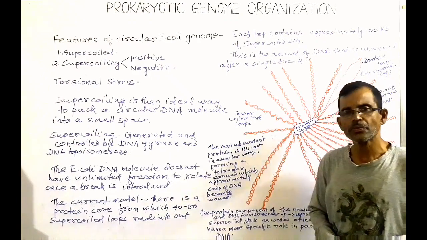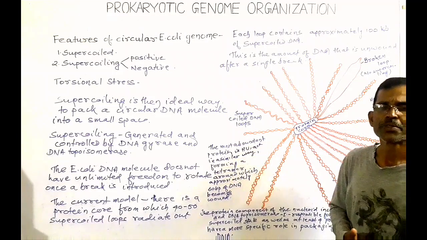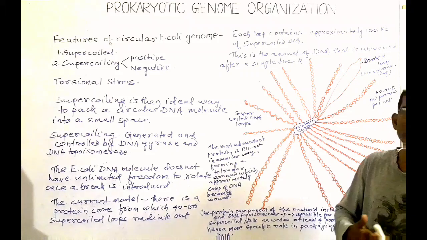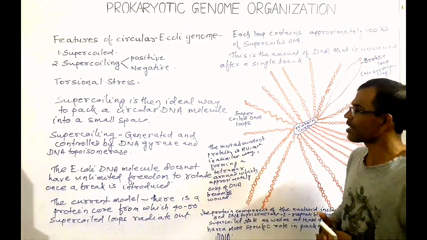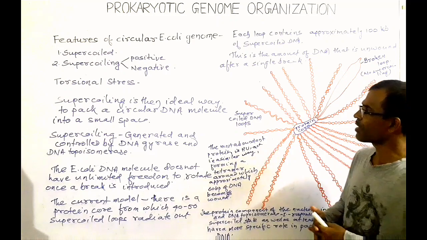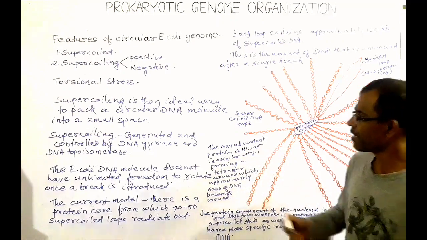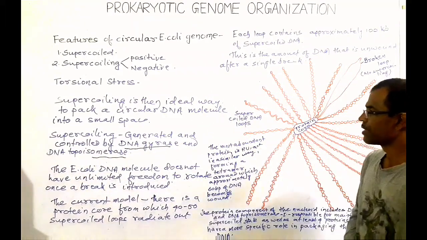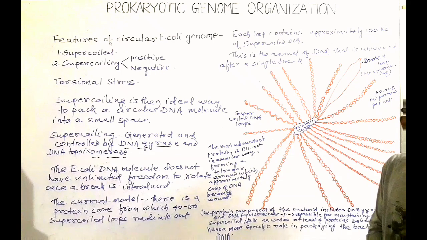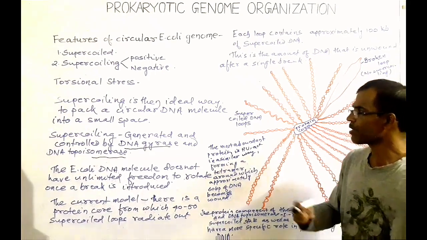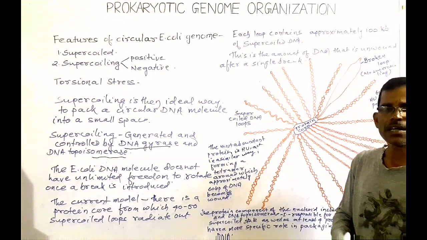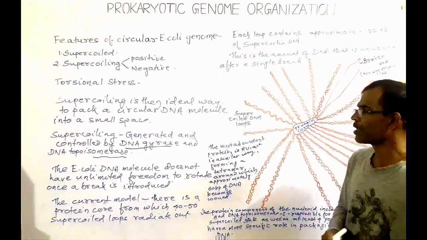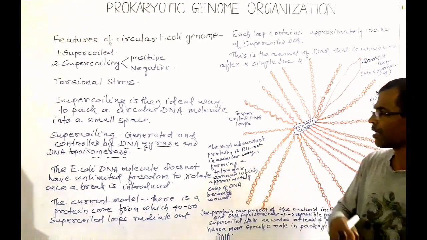So the supercoiling that is seen in the bacterial genome is generated and controlled by two different enzymes. These two different enzymes are DNA gyrase and DNA topoisomerase. DNA gyrase and DNA topoisomerase are the two enzymes that are responsible for generating and controlling supercoiling in the circular DNA molecule.